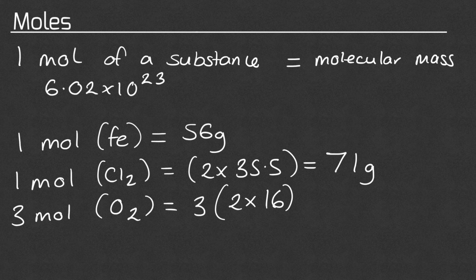If we wanted to know how much 3 moles of oxygen weighed, we'd need to work out what the mass of 1 mole of oxygen would be. And oxygen gas is O2, so that would be 2 times 16, because each oxygen has a relative atomic mass of 16. And we then need 3 lots of that, because we want to see what the mass of 3 moles would be. So 3 moles of oxygen gas would have a mass of 96 grams.